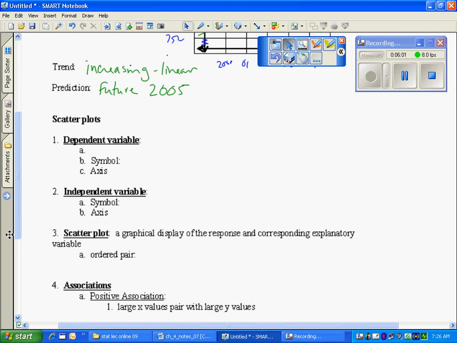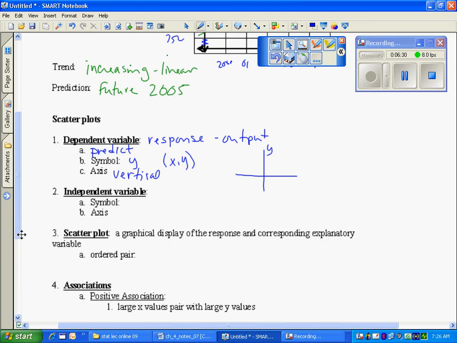We have some definitions here, and again, this goes back to algebra. We have the dependent variable, which is the response or the output. It's what I'm going to predict, and the symbol for it is the y. It's the y coordinate, or the second coordinate in the ordered pair, and the axis is the vertical axis. So when I'm plotting it, this is the y-axis.